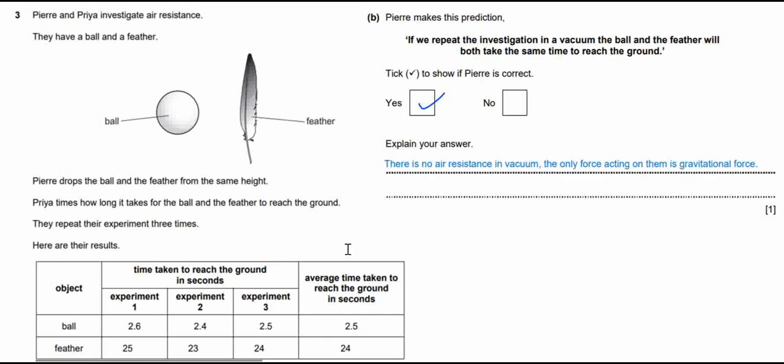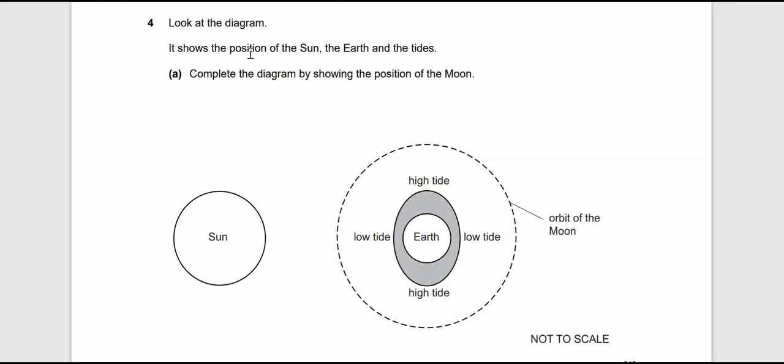So the answer is yes, both take the same time to reach the ground. Explanation: there is no air resistance in a vacuum. The only force acting on them is gravitational force. Let's move on. Now question B4 says look at the diagram.